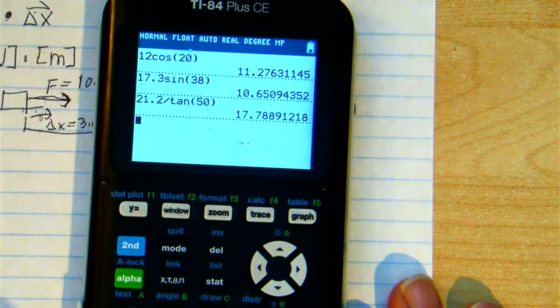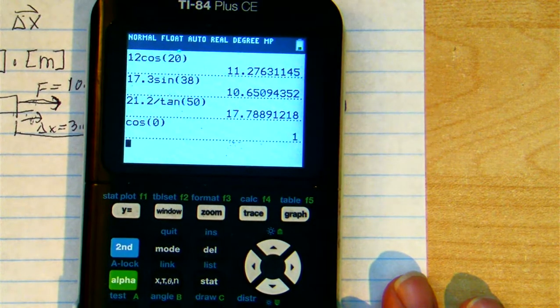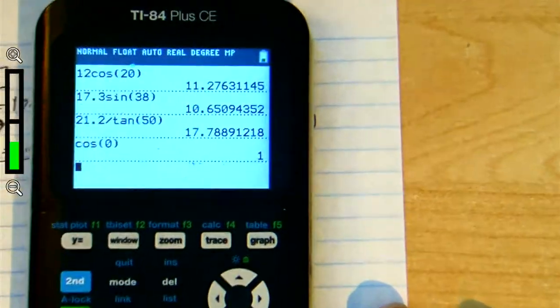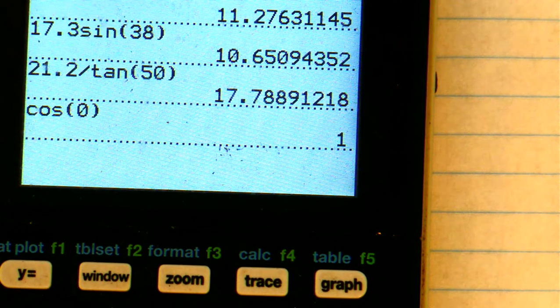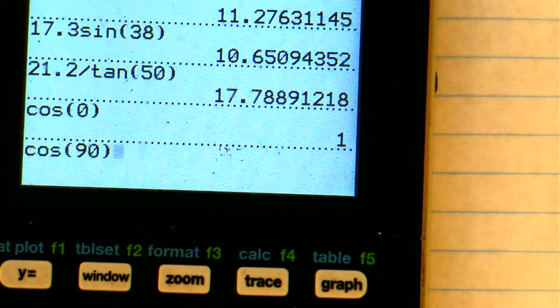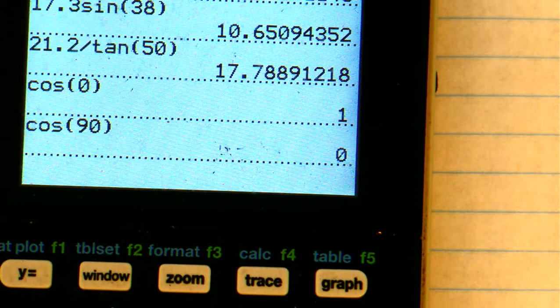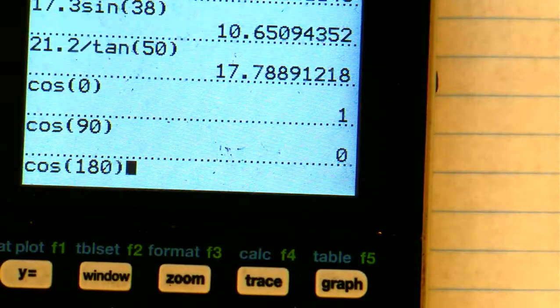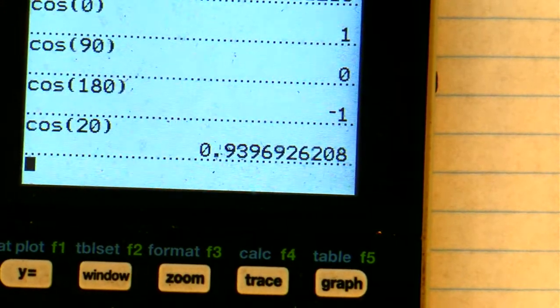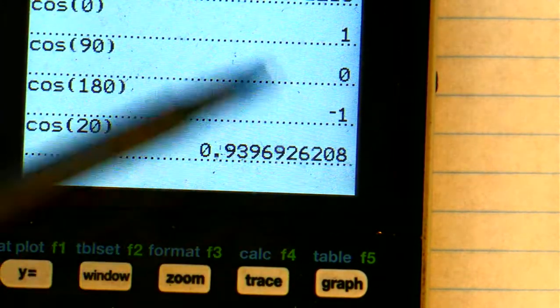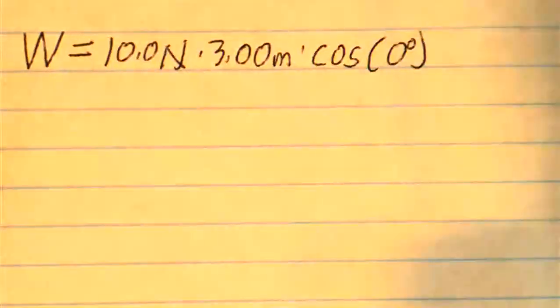If you don't believe me, ask your calculator, what is the cosine of 0 degrees? And it will tell you the answer is 1. The cosine of 0 degrees is 1. And by the way, later on, the cosine of 90 degrees will be 0. The cosine of 180 degrees is negative 1. And for any angle in between, it's going to be between these values, as you go through the different quadrants. Okay.